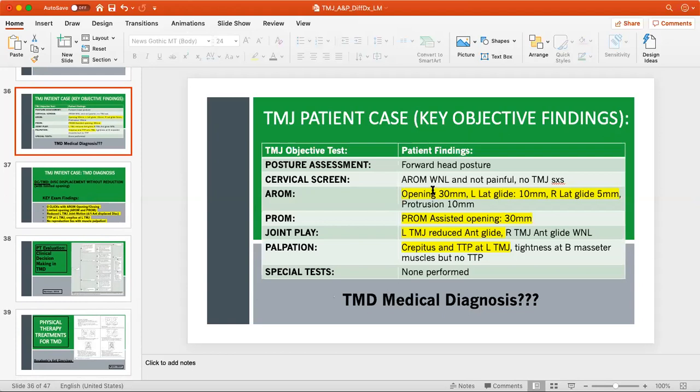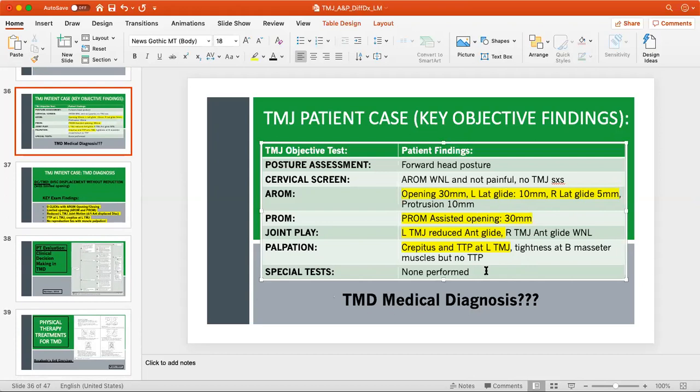So our individual, what are our key findings? Our patient case. Well, reduced opening, normal left lateral glide, reduced right lateral glide, reduced passive opening, so active and passive. We're thinking probably more joint related versus you could maybe push somebody through a little bit more motion if it's a muscle guarding issue. Left TMJ is not moving as much as we think it is, so we're thinking joint, joint, joint, joint. He didn't report clicks, so disc is less likely. Crepitus at the left TMJ, we're thinking joint, joint, joint. So what does that lead us to believe?